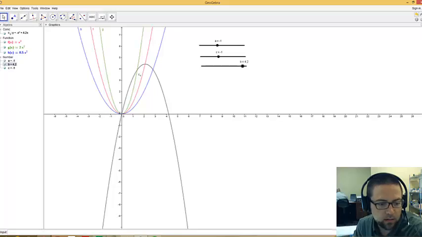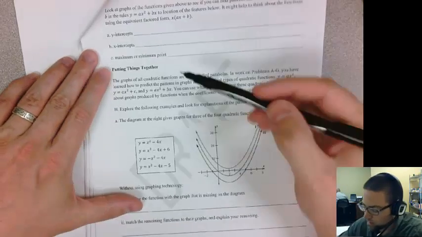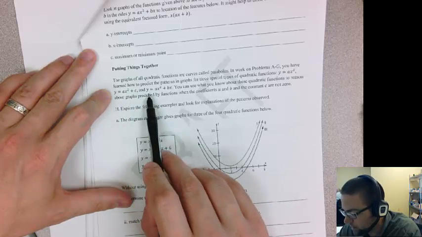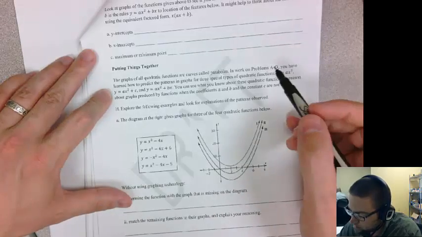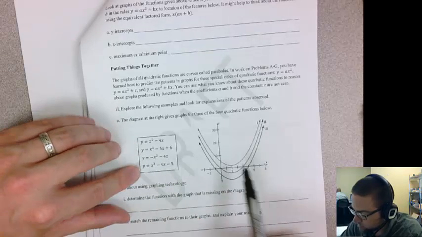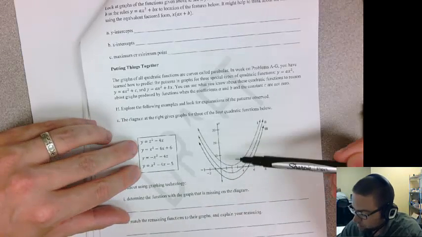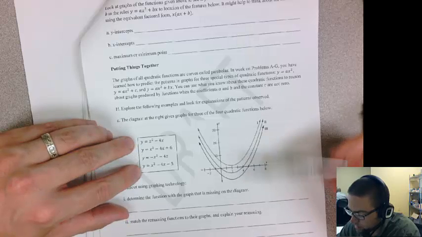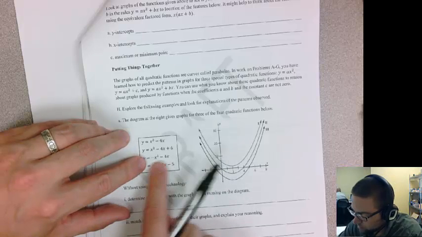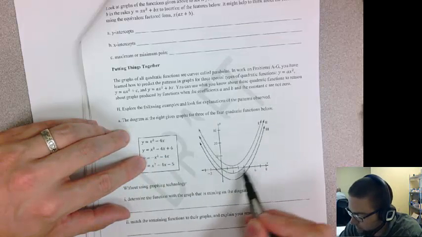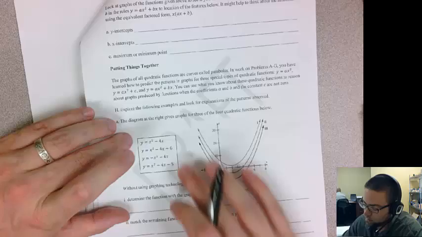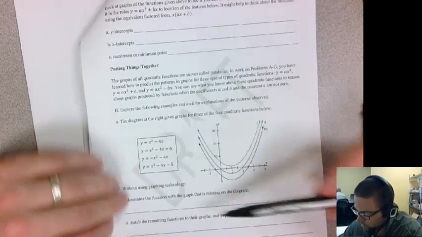And then finally we put them all together. So we have ax squared, or ax squared plus c, and ax squared plus bx. So what if we put them all together? So look at these three graphs, right? C, remember, shifted it up and down. The B told me that it would put that second point out there, right? And then you're going to answer the questions about these, right?